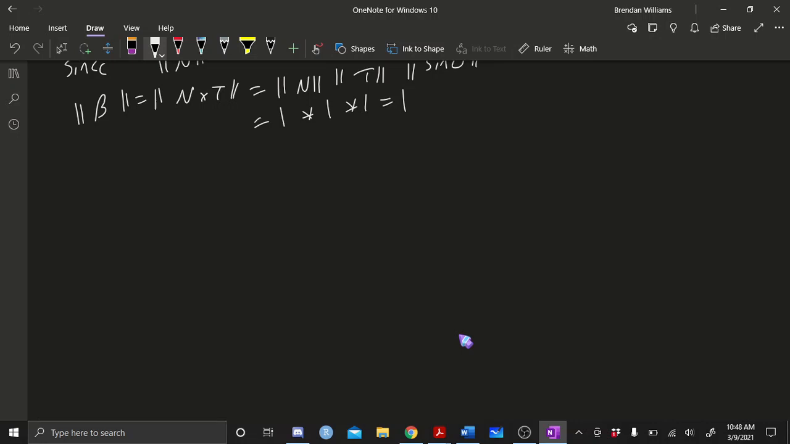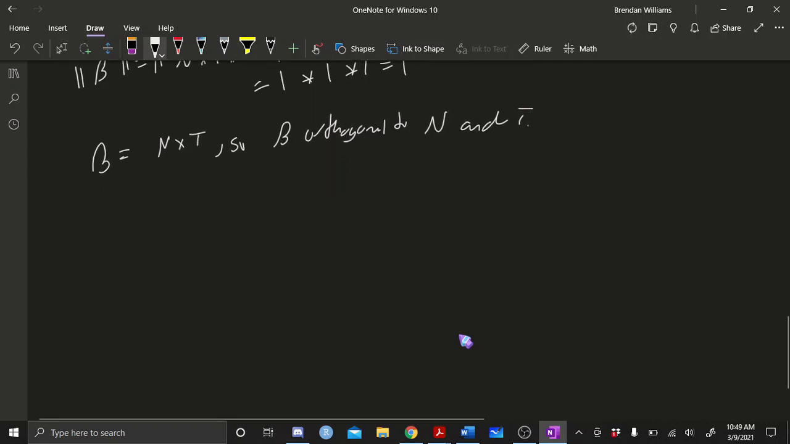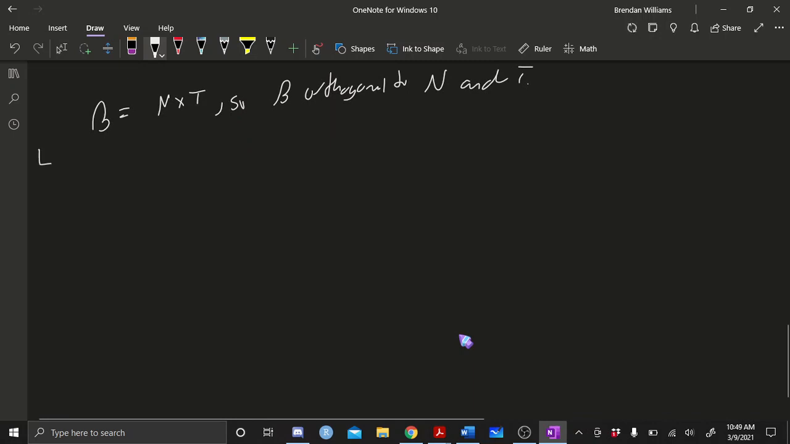Okay, so are they all orthogonal though? Well, we know that B is equal to N cross T, which, just using properties of the cross product, tells you that B is orthogonal to both N and T. So that finishes this proof.